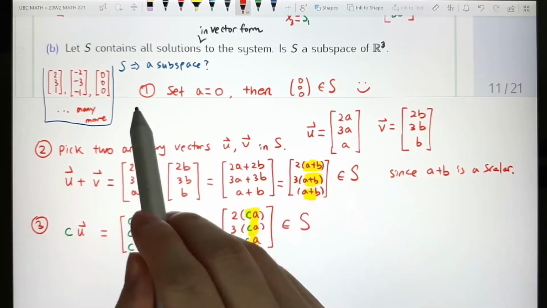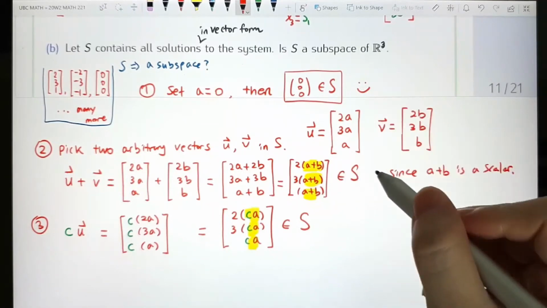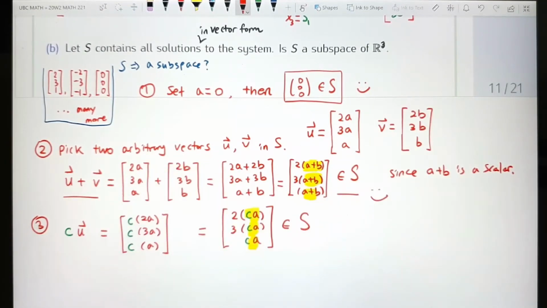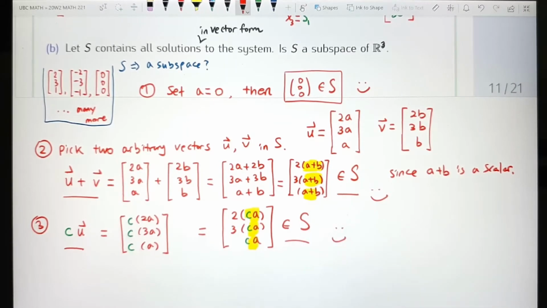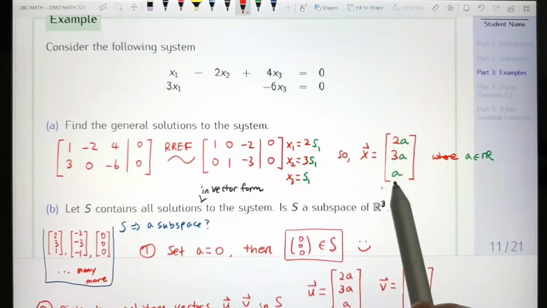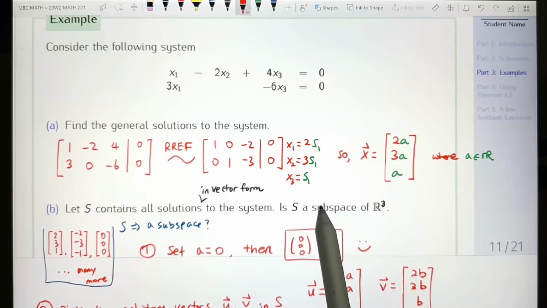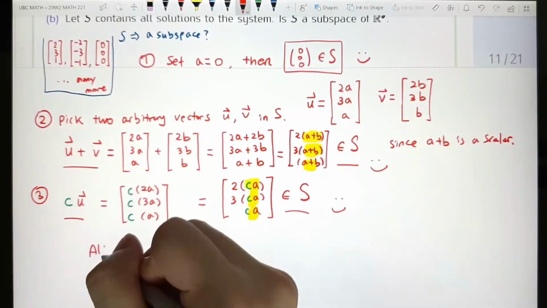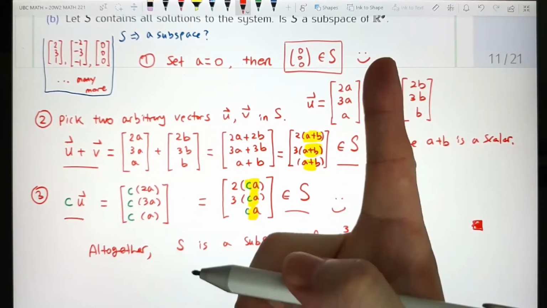Altogether, we have condition 1, we're happy. Condition 2, we're happy. Condition 3, we're happy. Altogether, the general solutions form a subspace of the domain R3. Thank you. This is the end of the first example.